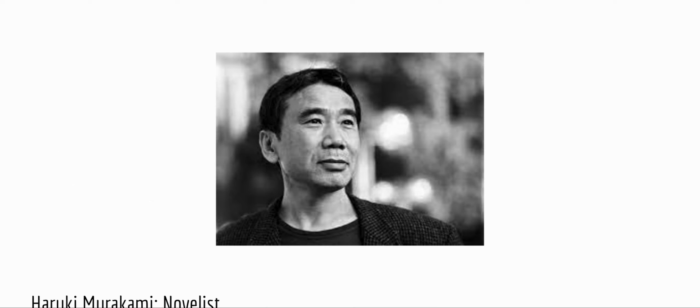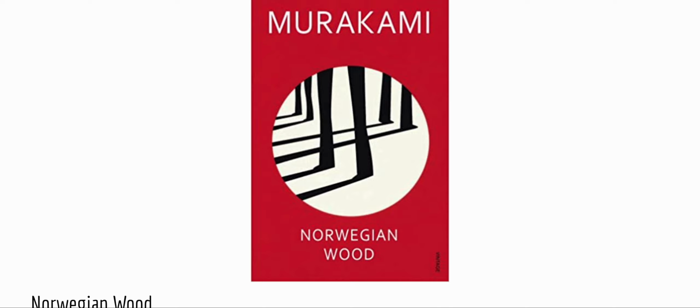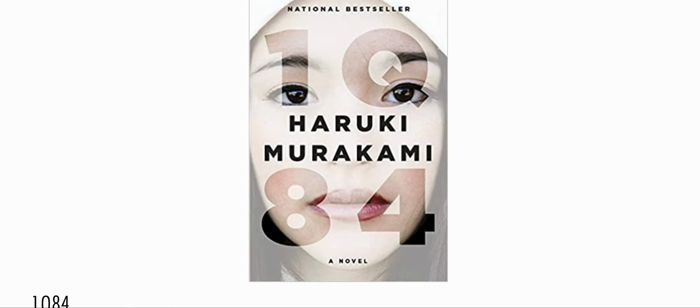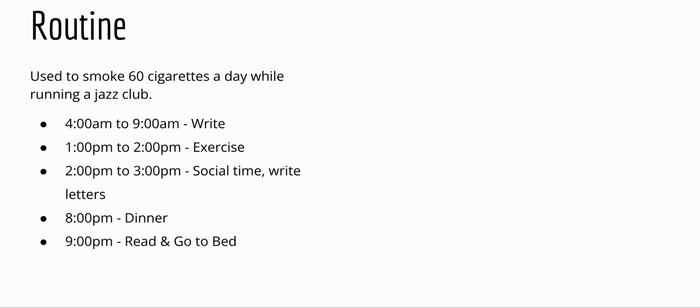Haruki Murakami, 1949 to present. He's a novelist. These are some of his books. So he would wake up at 4 a.m., write, from 1 to 2 p.m. exercise, 2 to 3 social time and writing letters, 8 o'clock dinner, and 9 o'clock read and go to bed. So you notice up there, he used to smoke 60 cigarettes a day while running a jazz club. That's crazy.